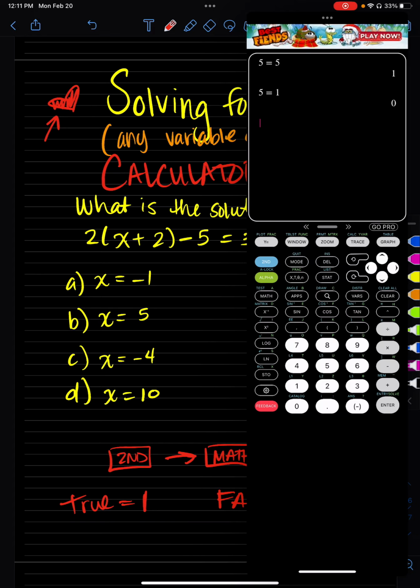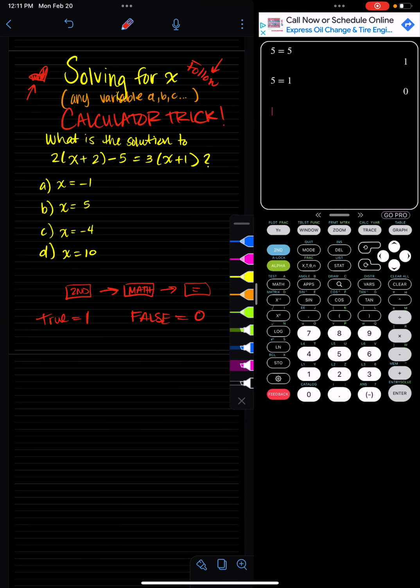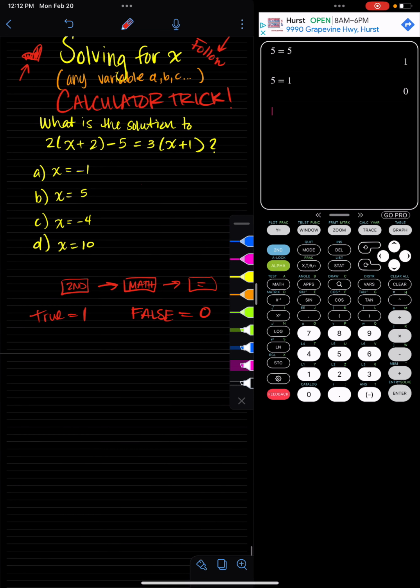So here's how we're going to type it in. Let me move this to the side real quick. Hopefully you can still see it. I'm going to type in my equation, but when I do, I'm going to enter one of these answer choices. So for instance, 2, parentheses, now I have an x. I'm going to substitute the x value, so another parentheses, -1, close it off, and then plus 2, parentheses, -5, equals.